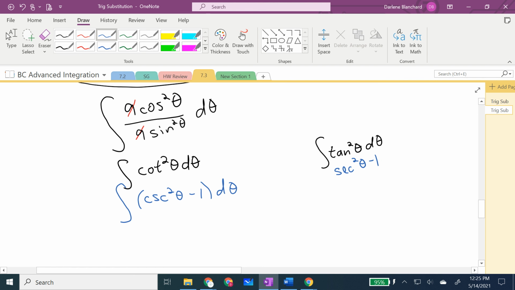And cosecant squared is the answer to the derivative of negative cotangent. And then I have a minus 1. So I have a minus theta plus c. And I am not done. If those thetas were used, you might realize you still have to go back to the original variable.